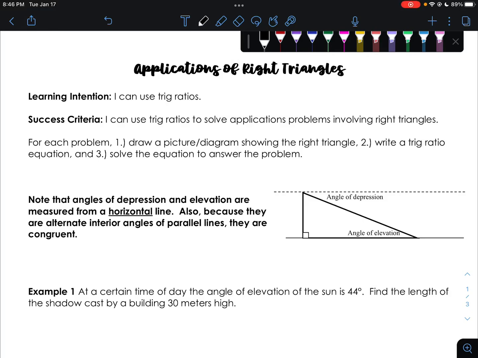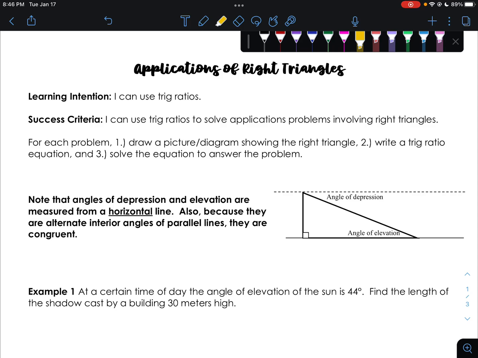Hi everyone, in this video we're going to talk about applications of right triangles. So that just means word problems. Hopefully by the end of this video you can use trig ratios to solve application problems involving right triangles. For each problem we're going to draw a picture or a diagram, usually just a right triangle, write our trig ratio equation and then solve it.